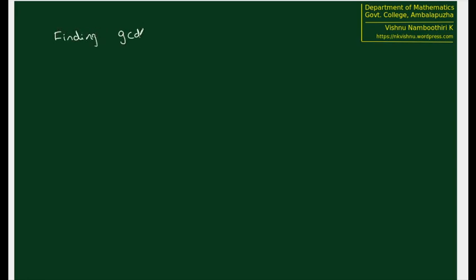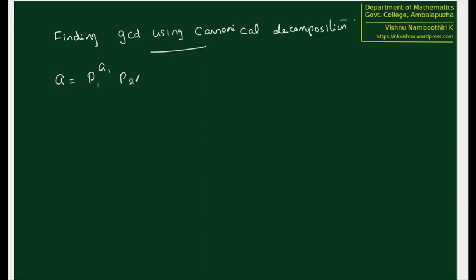Finding GCD using canonical decomposition. So suppose that A and B have the canonical decomposition the following way: P1 raised to A1, P2 raised to A2, etc. Pk raised to Ak.